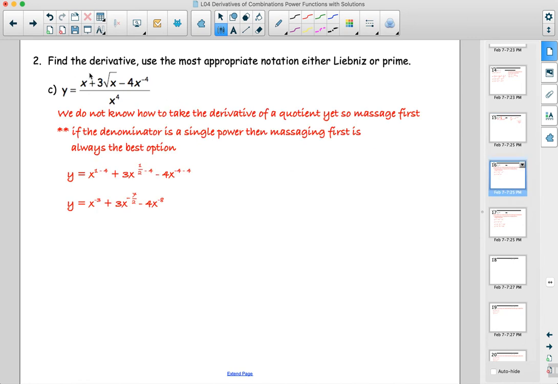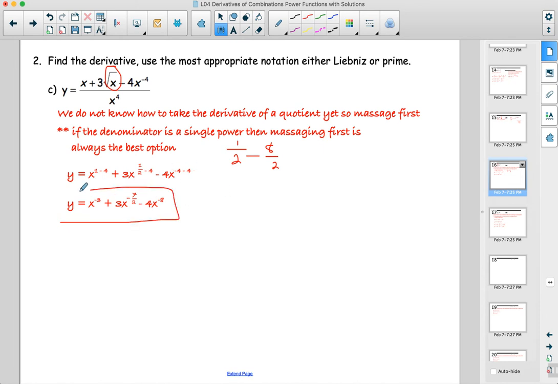This is going to be x to the power 1 minus 4, using exponent law number 2, dividing two powers with the same base, plus 3x. This one is x to the 1/2, so 1/2 minus 4. This is x to the negative 4 minus 4. So I get x to the negative 3, since 1 minus 4 is 3. Remember, it's 1/2 minus 8/2. So a half minus 4 is 1/2 minus 8/2. 1 minus 8 is negative 7. So that exponent is negative 7/2. Negative 4 minus 4 is negative 8.